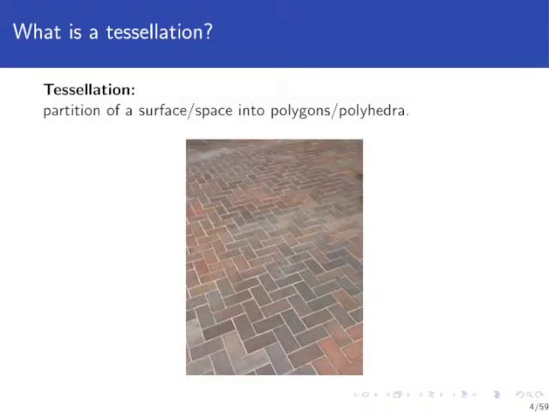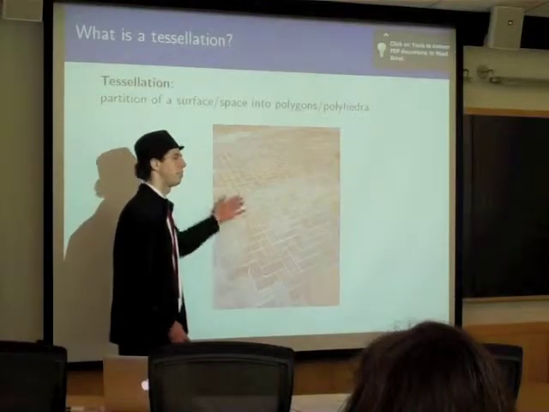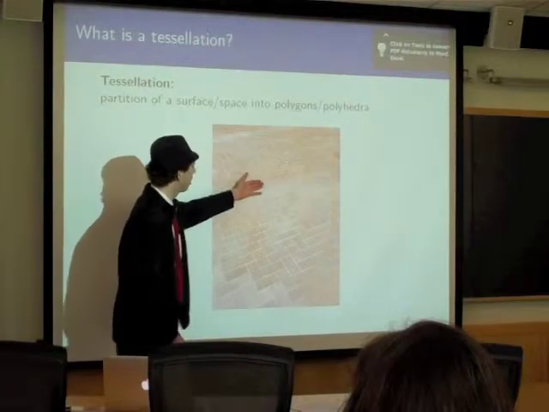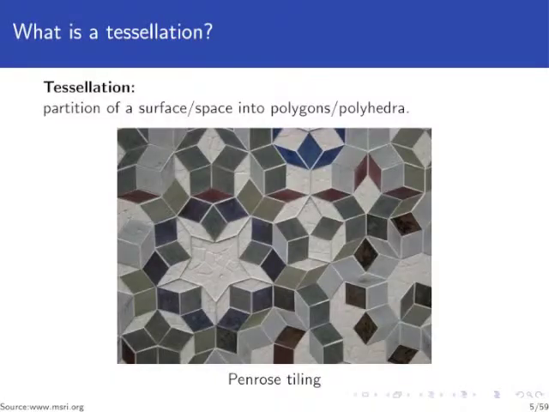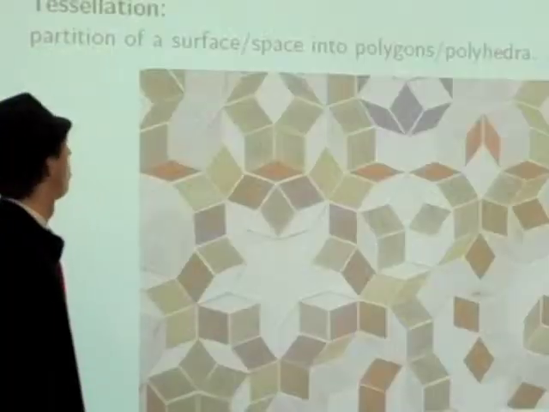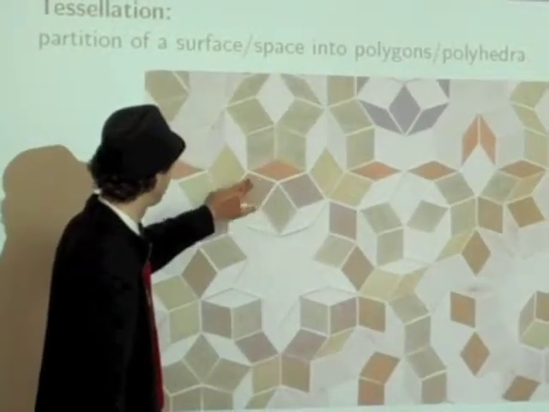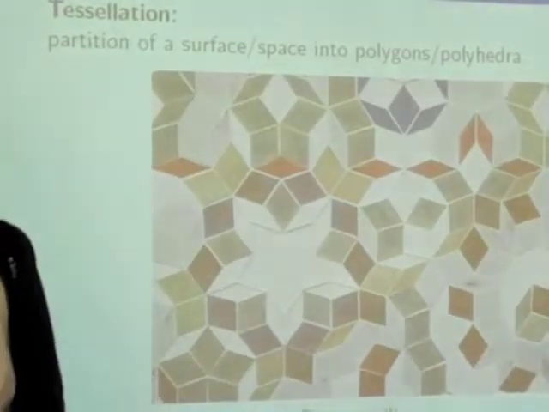Let's start with the first question. This is a tessellation, and a tessellation is a partition of a surface, or later of a 3-dimensional space, into polygons and polyhedra. So when you came up to this beautiful building and walked into the door, you all actually saw tessellations around you. For example, on the street, you would see this tessellation by rectangles. When you walked through the entrance door, you would see this Penrose tiling, which is the tessellation by rhombi, where each angle here is a multiple of 36 degrees.